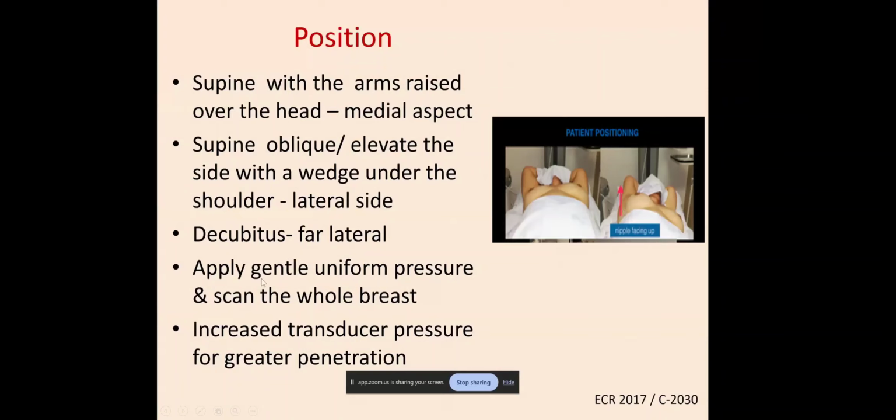And while doing breast ultrasound, you should apply gentle uniform pressure and try to scan the entire breast and not leave out any part of the breast. And one thing, sometimes breasts are larger, then what you can do is increase transducer pressure for better penetration. Or else you can use a slightly lower frequency transducer, like an 8 to 9 megahertz frequency probe. So this was about the probe selection and the position of the patient.